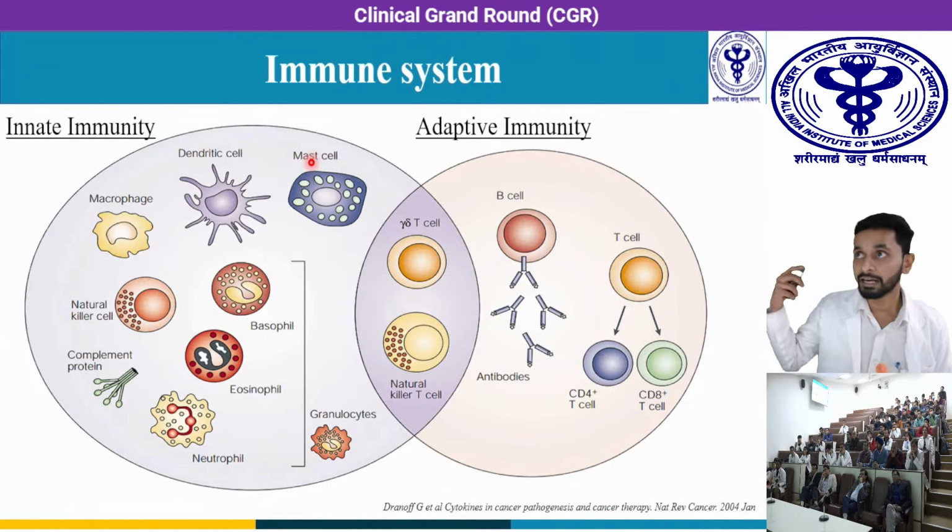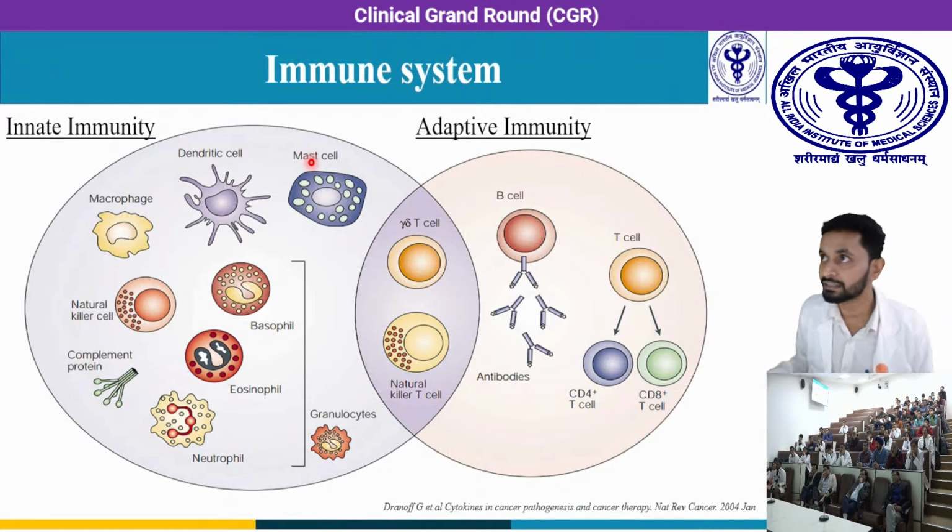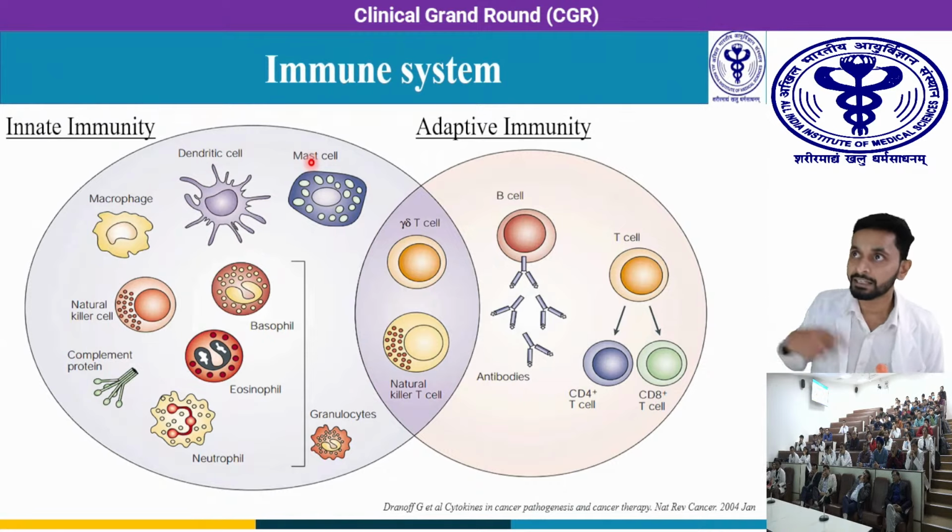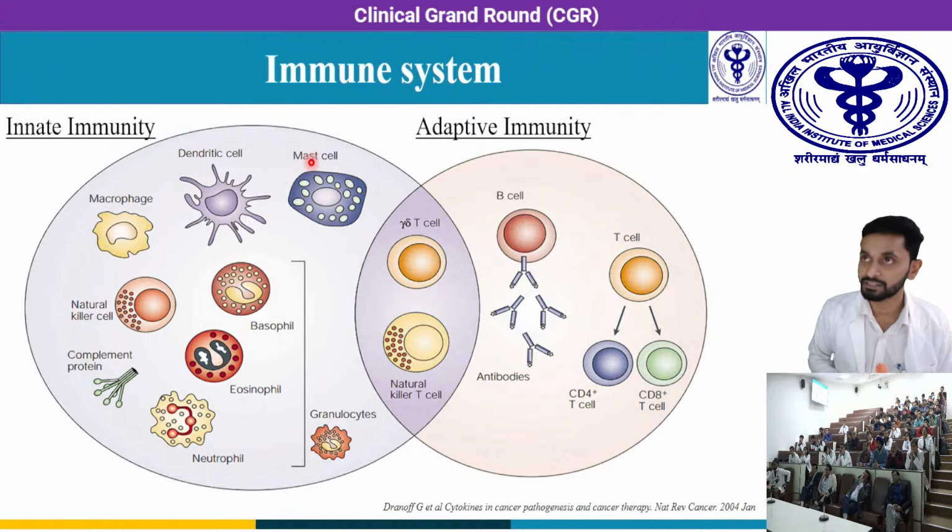In case of adaptive immunity, it can be T cell mediated. Examples are ataxia telangiectasia. In case of B cell defect, it can be selective IgA deficiency or common variable immunodeficiency.